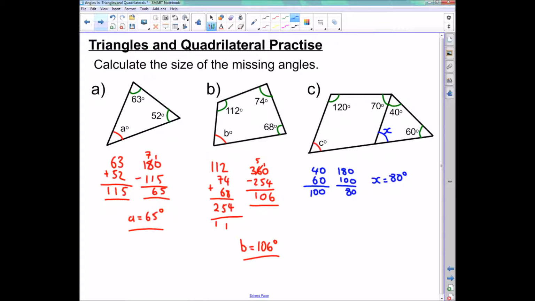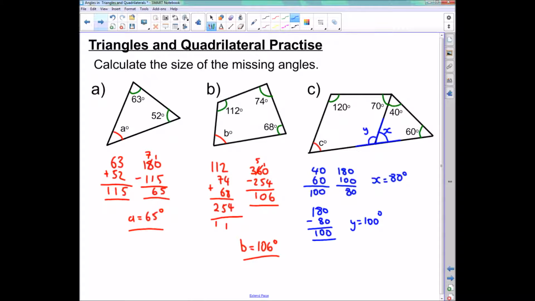Now the next thing I'm going to do is I'm going to find this other missing angle here, which I'm going to call Y. Now the way I'm going to do this is by realizing that this is lying on a straight line here. So that means that X and Y must add up to 180. So I'm going to do 180, take away the value of X, which is 80, and I get 100. So Y must equal 100 degrees.